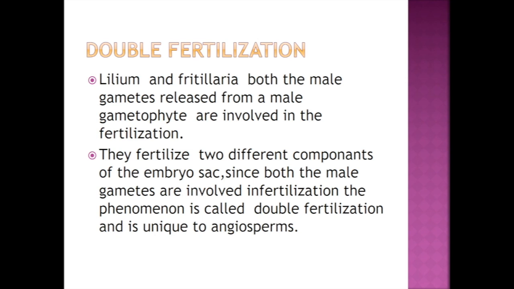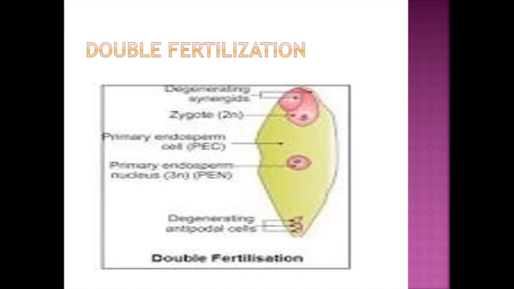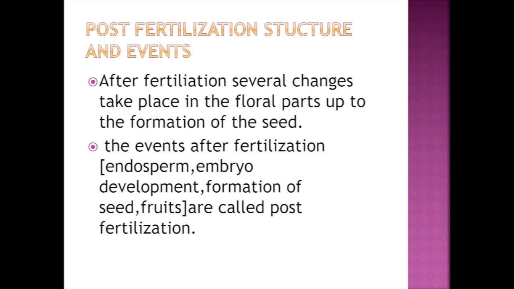Two male gametes released from the male gametophyte are involved. The example is Lilium and Fritillaria. So, they fertilize two different components of the embryo sac. This is double fertilization. Next one. So, this picture is an example of double fertilization. Next one.